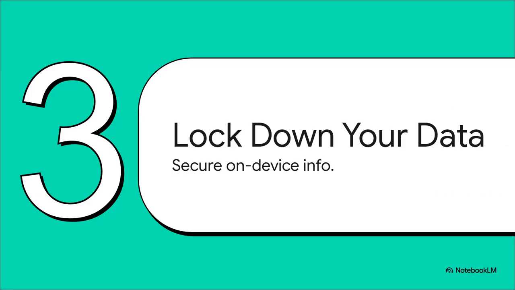All right, so we've put up our shields to block outside trackers. Awesome. Now, let's turn our focus inward and make sure the data that's actually stored on your iPhone is locked down tight. This is all about what happens if your phone physically falls into the wrong hands.